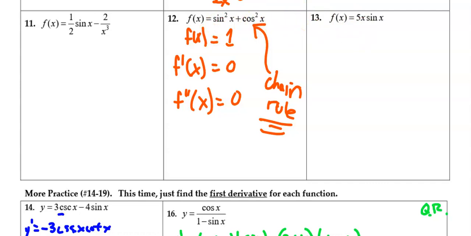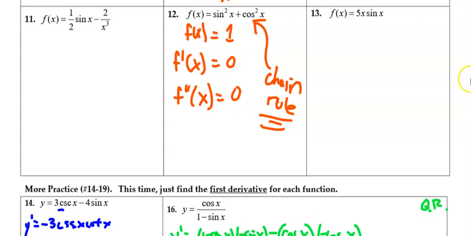And then lastly, number 13, it's 5 times x times sine of x. So yes, you could think about this as 3 functions being multiplied together, but for the product rule, we need 2 things being multiplied together. So we're going to put the 5 and the x together and the sine of x by itself. So let's go ahead and find the derivative of this. I'm going to do the first, right? And then I'm going to find the derivative of sine, which is cosine of x. So I'm using the product rule, plus the second times the derivative of the first.